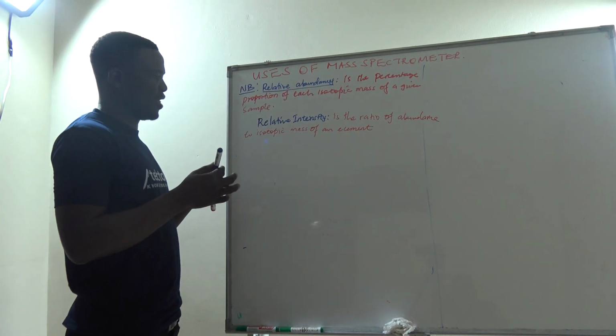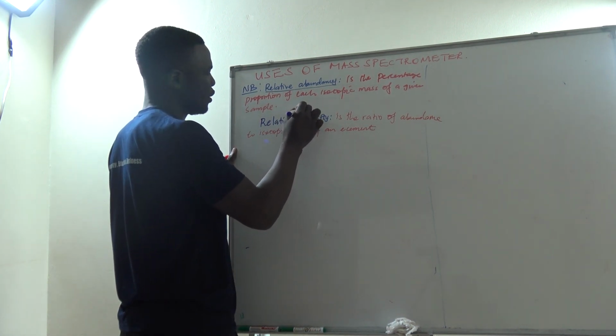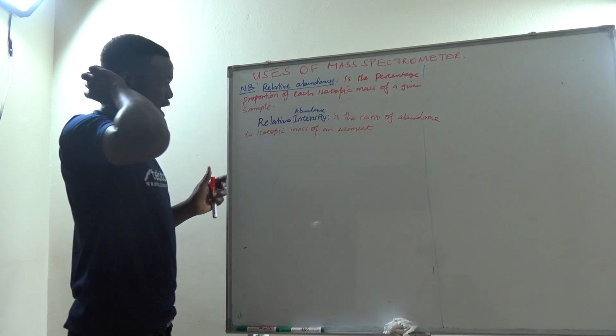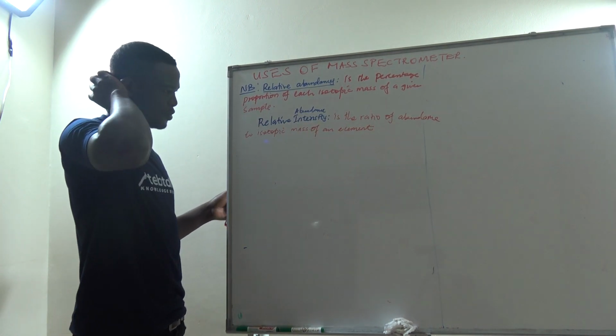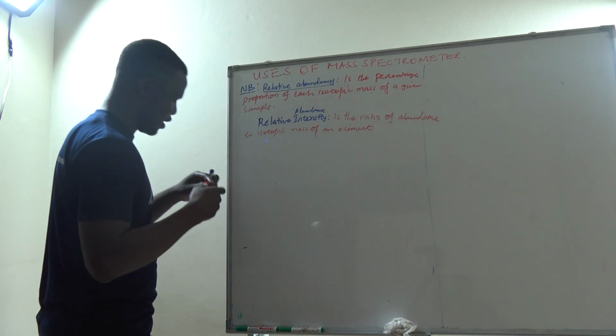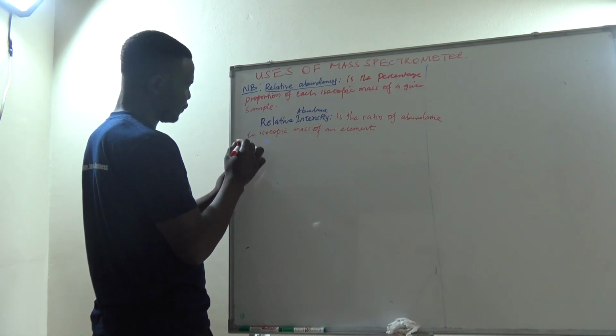Then we have another term called relative intensity, or you can call this one relative abundance. So what is relative abundance? It is the ratio of abundance to isotopic mass of an element. Now let's look at example 2.